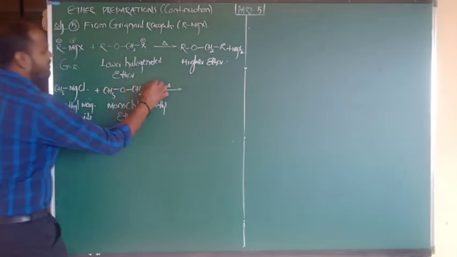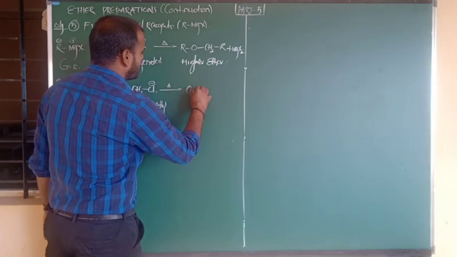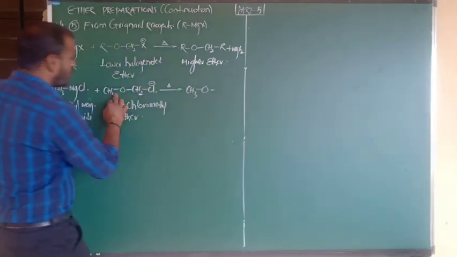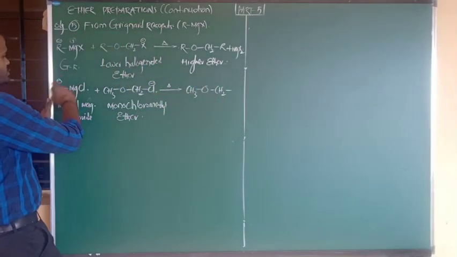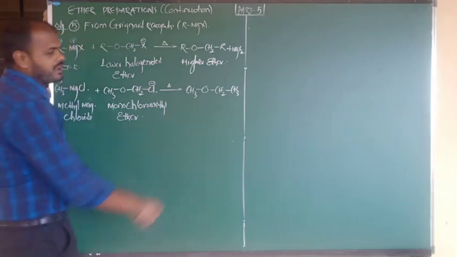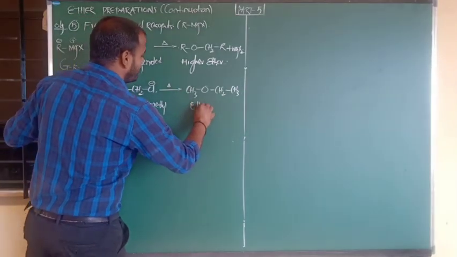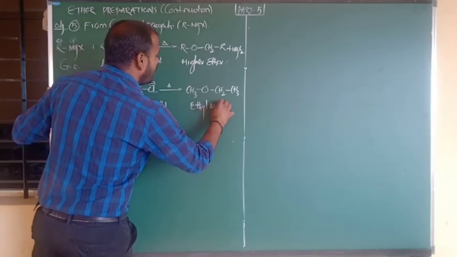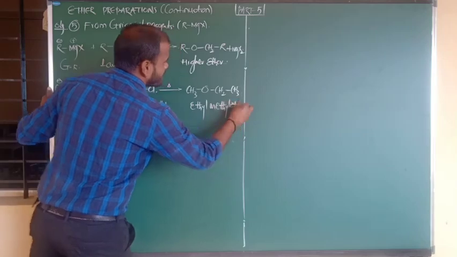So Grignard reagent reacts with monochloromethyl ether. Again the same thing: Cl minus is replaced by CH3 minus. So what will be your product? CH3 bonded to O, and O bonded to what, beta? CH2, with Cl minus replaced by CH3. This is your product. One side ethyl group and the other side methyl group. So simply we can say ethyl methyl ether. This is your product.